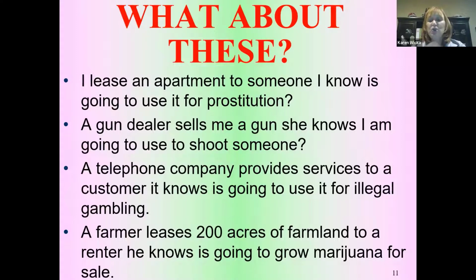So remember, there's 2 things. Did they intend to help? And in all of these, yeah, you intended to help. You gave them the apartment. You sold them the gun. You provided them with service. That's intent to help. But can you prove that in all of these, the person actually wanted them to commit the crime? So not just knowing they're going to commit the crime, they actually have an interest or a stake in wanting that crime to be committed.